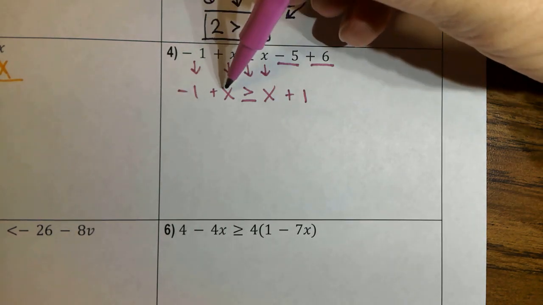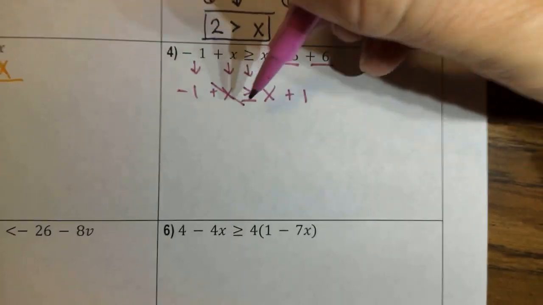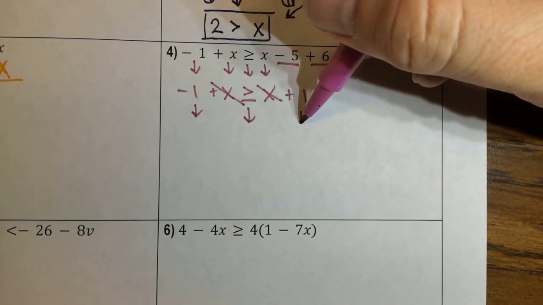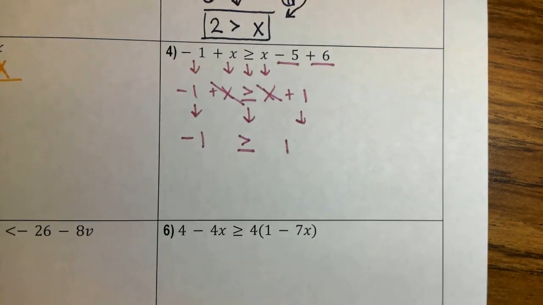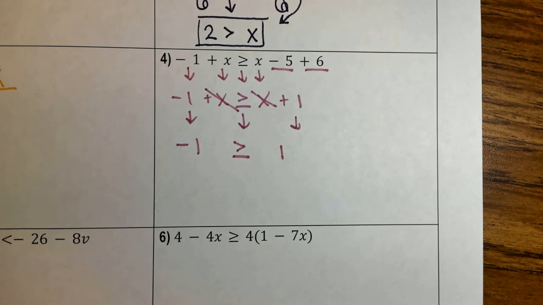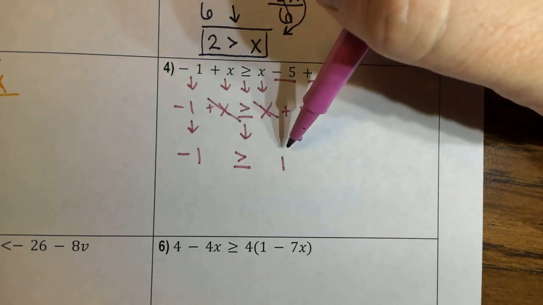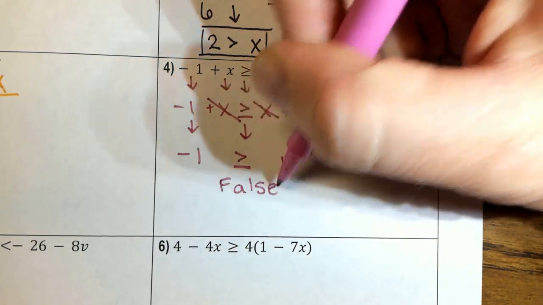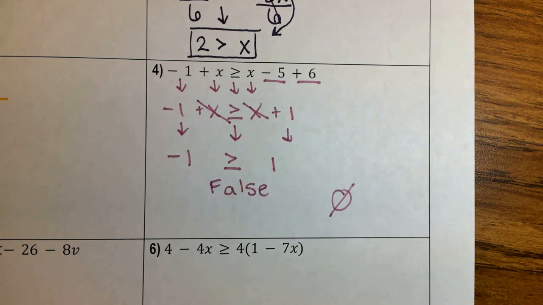Okay. Now, notice on here, my x's are the exact same on both sides, so I can get rid of both of them. And just to make it easy to see, I'll bring everything else down. And now I can check and see if this is true or false. So it says -1 is greater than or equal to +1. Well, that's false. No negative is greater than a positive. So my answer is no solution.